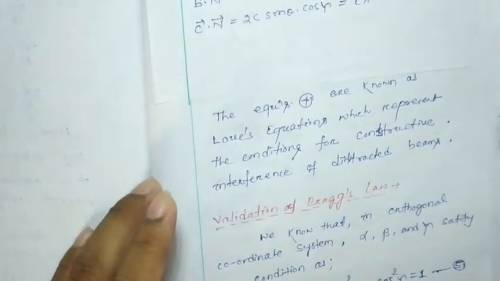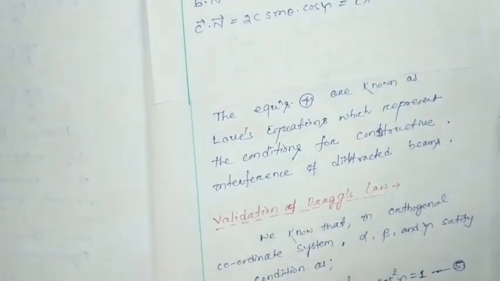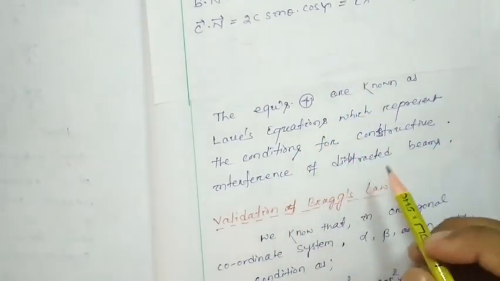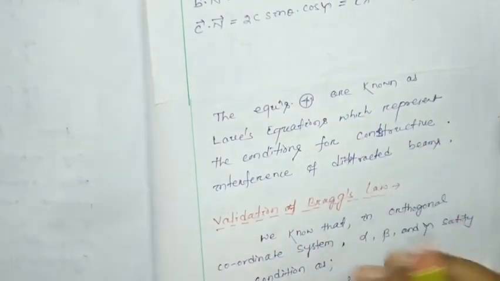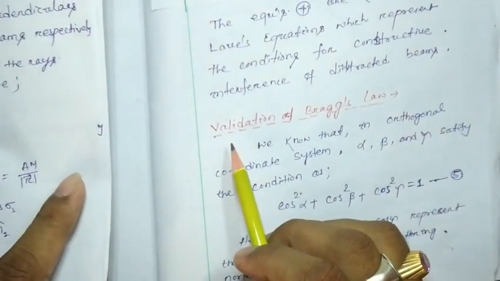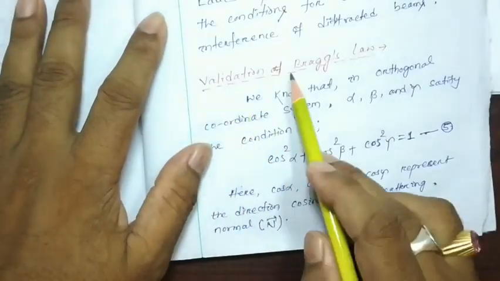Often in your university exam, a 6-mark question is asked up to this much. So if they ask you to find the Laue's equations, you have to derive up to this much. But if the question additionally asks to validate Bragg's law, then the rest of the part is the validation of Bragg's law.